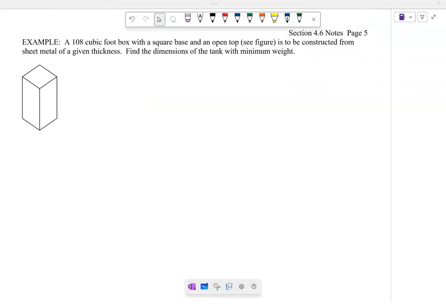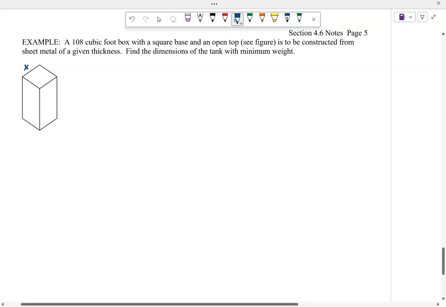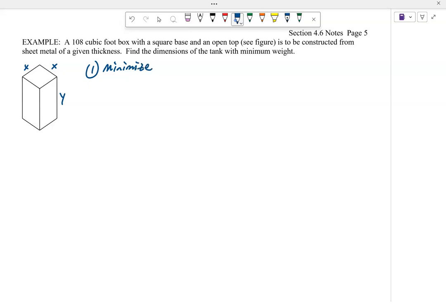Looks like we've got a 108 cubic foot box here, so they're giving us a volume, right, with a square base and an open top. Square base, open top. So let me call this x and x, and this height y here. It's going to be constructed from sheet metal. Find the dimensions of the tank with minimum weight. So we're trying to minimize our surface area. Minimize the weight, you know, the amount of sheet metal that you're using.